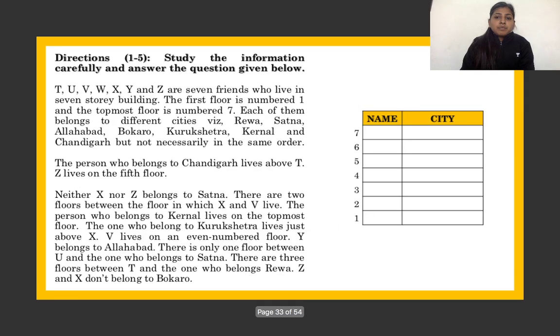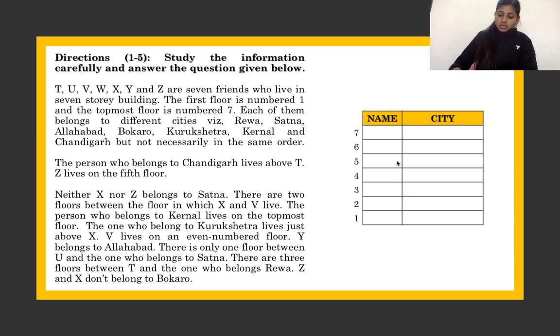So here we'll start with this. There are two direct clues which say the person who belongs to Chandigarh lives above T and Z lives on the fifth floor. So we can start by placing Z. We can place Z on the fifth floor. Just try to follow. So Z is on the fifth floor.